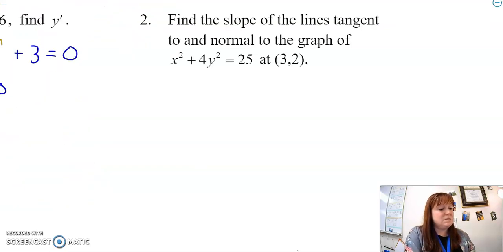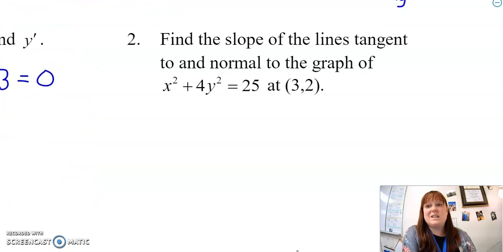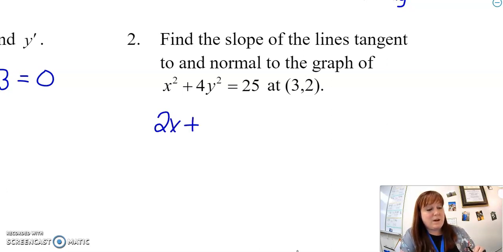Okay, so this is an ellipse, and it's asking us to find the tangent and the normal slopes, not the equations, just the slope. So all I have to do is find the slope, which really is just the derivative at a point. So I take the derivative of both sides. I take the derivative of 2x squared, which is 2x. I take the derivative of 4y squared, which is just like I take the derivative of it, and then I just tack on y prime. That's really all I have to do. That's where that chain rule comes in. And then the derivative of 25 is 0.